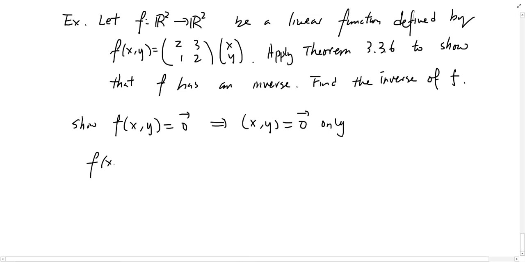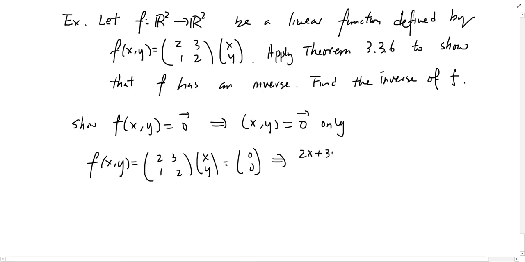So I'm going to say, let's say f of xy equals the matrix 2, 3, 1, 2 times xy. I'm going to set that equal to the 0 vector, which is 0, 0. So that implies that if I multiply this out, I have 2x plus 3y equal to 0, and x plus 2y equal to 0.